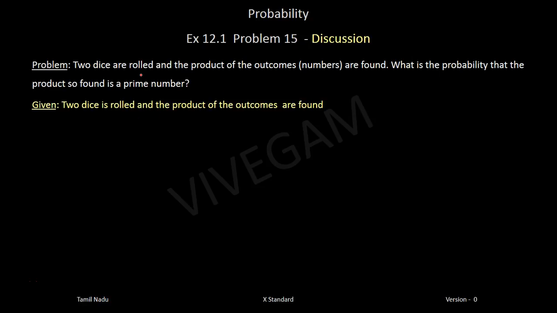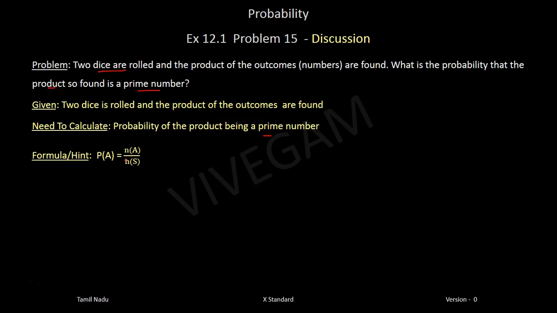Okay, so what is given? Two dice are rolled. Okay, and what is asked? The probability of finding a prime number, the product to be a prime number. Okay, so two dice are rolled and the product of the outcomes are found. We need to find the probability of the product being a prime number. The formula is probability of A is n of A divided by n of S. Step 1, list the sample space S for throwing two dice and find n of S.